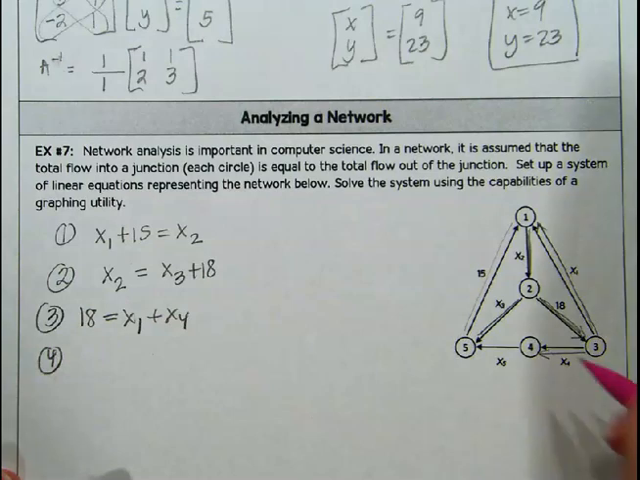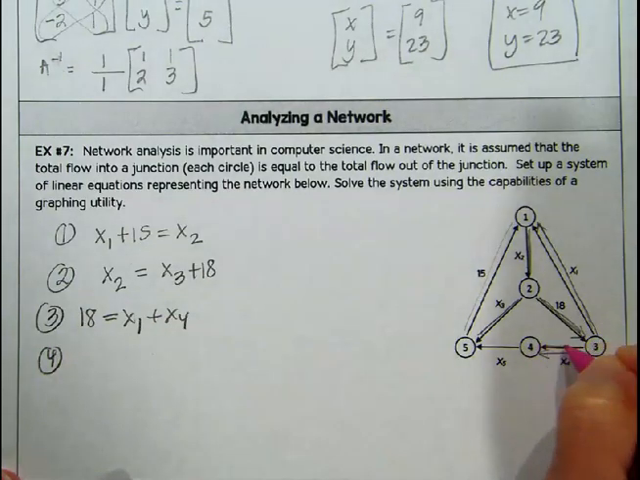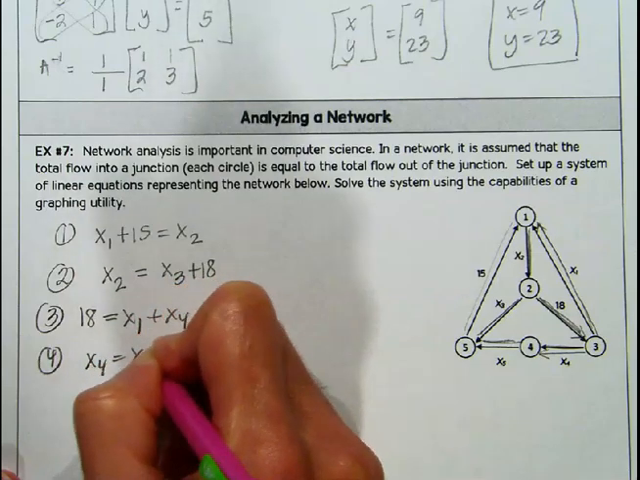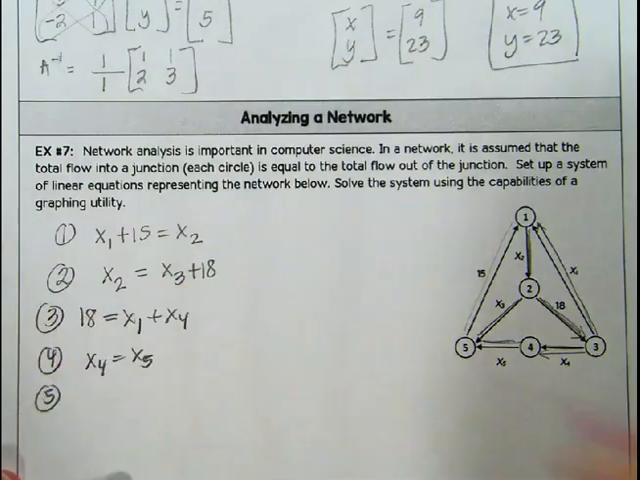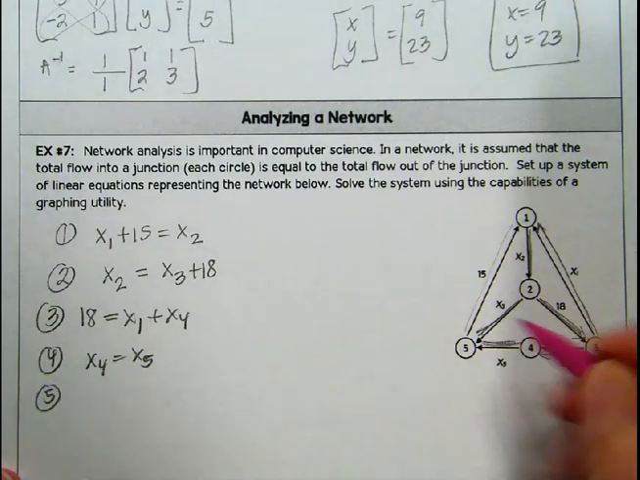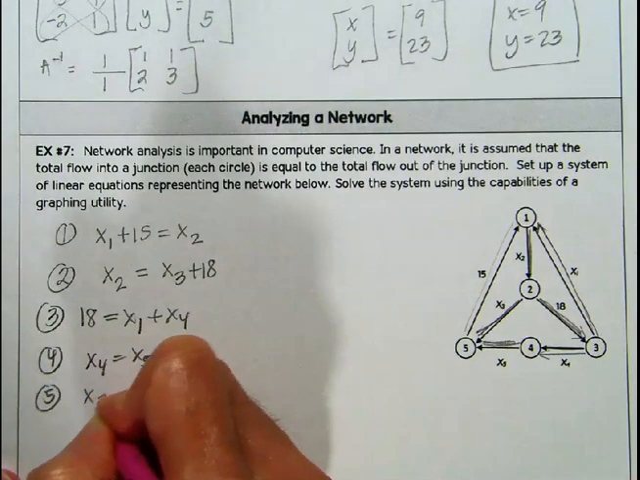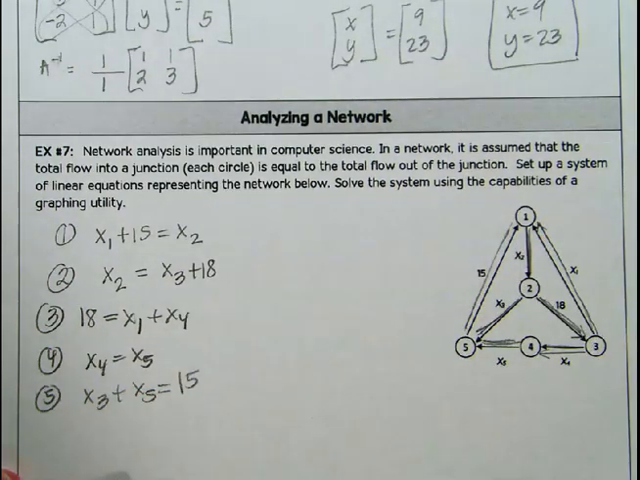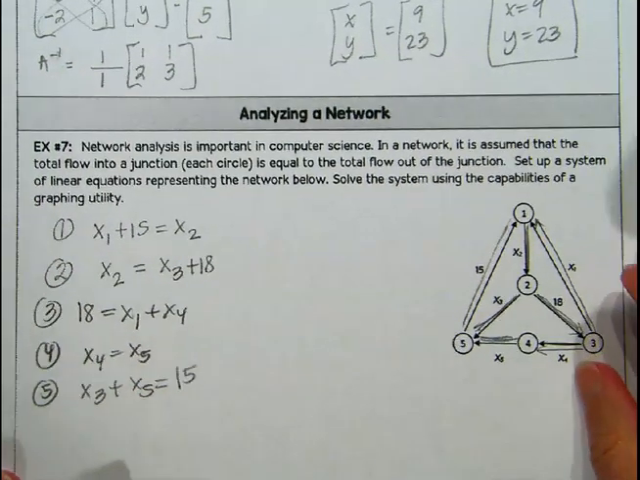For the fourth one, x sub 4 is going in, x sub 5 is going out, so x sub 4 is equal to x sub 5. And then for the fifth one, we've got x sub 3 going in, x sub 5 going in, so x sub 3 plus x sub 5 has to equal what's going out, which is 15. All right, so we have them all written down.